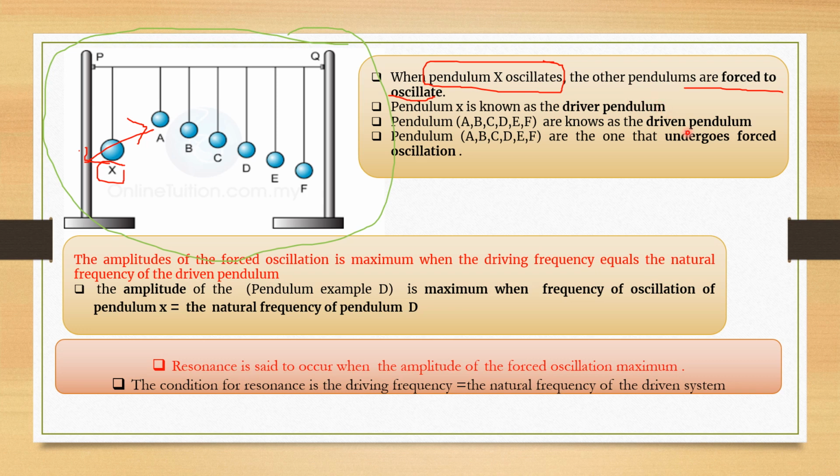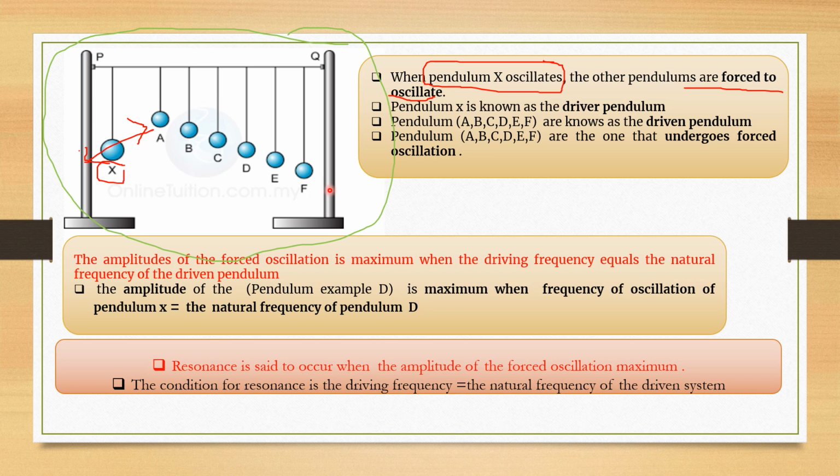That's why it's called a driven pendulum. Pendulum A, B, C, D, E, F are the ones that undergo forced oscillation. If you look at this example, you will notice that when X is oscillating, it will force A, B, C, D, E, F also to oscillate, because of this string here. So what can we say? We can say A, B, C, D, E, F undergo forced oscillation.